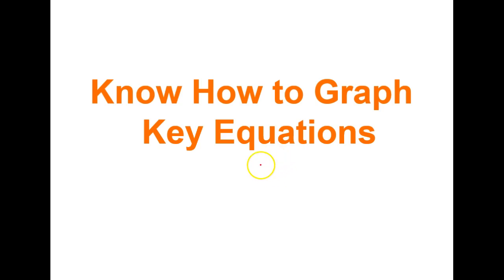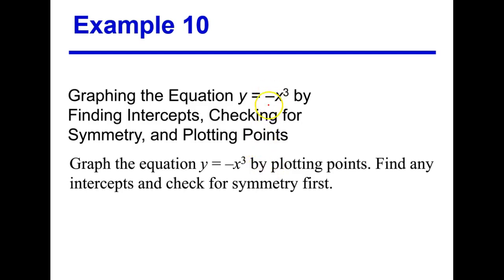Okay, so now we're looking at some of those key equations that I talked about, and we're going to be graphing them. We can graph them by plotting points, or using our graphing calculator, or even Desmos. The first one we're going to be graphing is y equals negative x cubed. We can also just graph a positive x cubed, and you'll see the differences there.